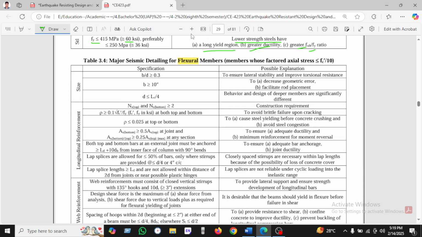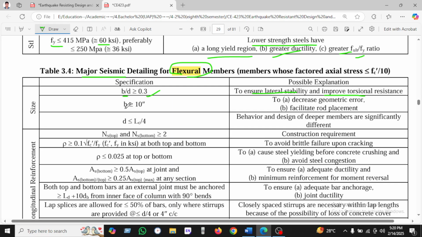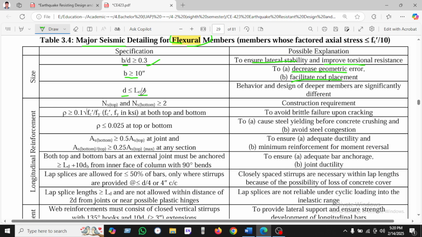So for the major seismic detailing we have been seeing here, the seismic detailing of flexure, that means beams. Specifically we have been seeing b divided by h will be greater than 0.3, which ensures the lateral stability and improves torsional resistance, and b will be greater than 10 inches, which will decrease the geometrical error and facilitate the rod placement. And d will be Lc divided by 4. Lc is nothing but the clear distance. The top and bottom rods will be greater than 2, which is a construction requirement.